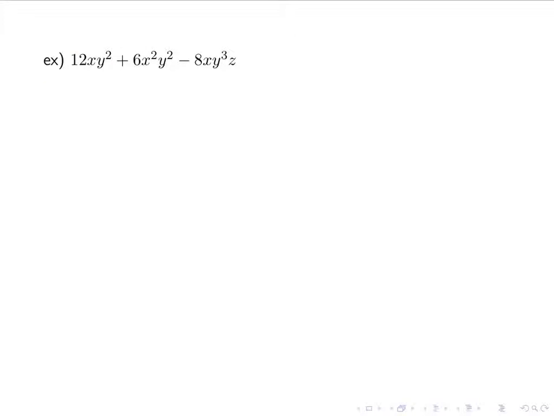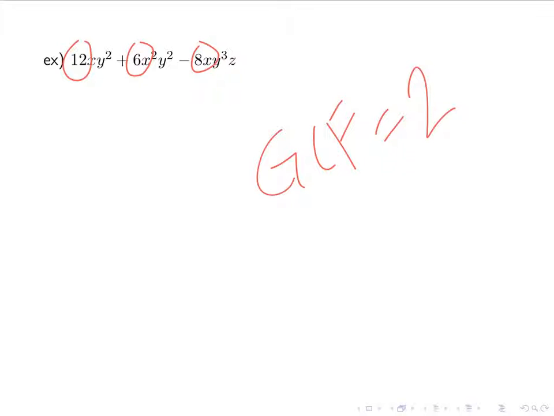raised to. So, for example, 12xy squared plus 6x squared y squared minus 8xy cubed z. We start with the coefficients, 12, 6, and 8. What do they have in common? They are all even, so they have a 2 in common. 2 is the only thing they have in common. If I looked at 12 and 6, just the first two, I could pull out a 6. But there's no 6 in the 8. So you've got to make sure that it's in every single term.